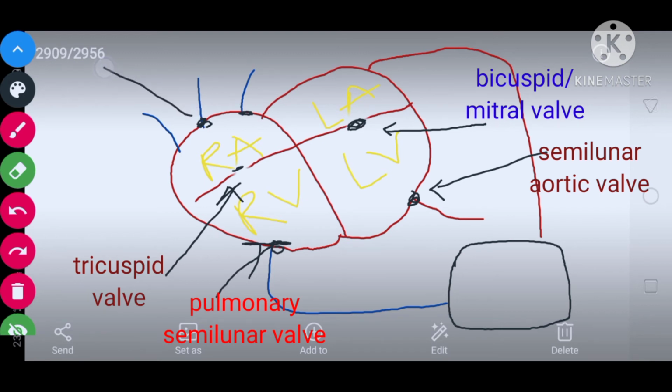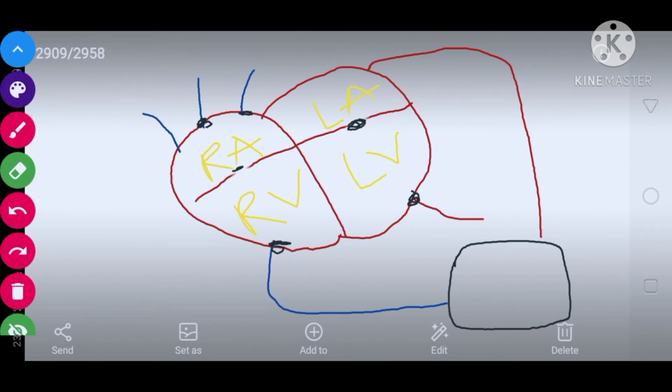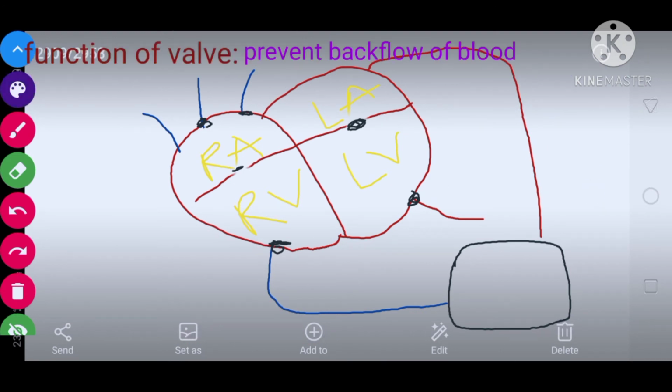The inferior vena cava is guarded by the Eustachian valve and the coronary sinus is guarded by the Thebesian valve. The valves mainly have the function of prevention of backflow of blood. It is such that blood will always flow from atria to ventricles and from ventricle to the artery. It is never that the blood will flow from the artery to the ventricles or from the ventricles to the atrium.